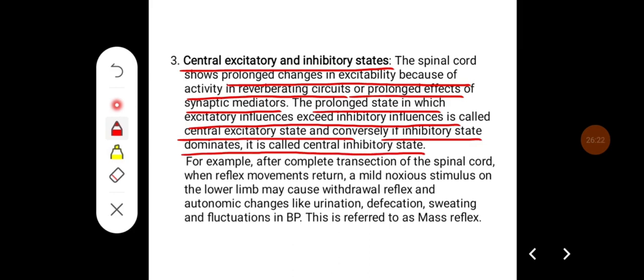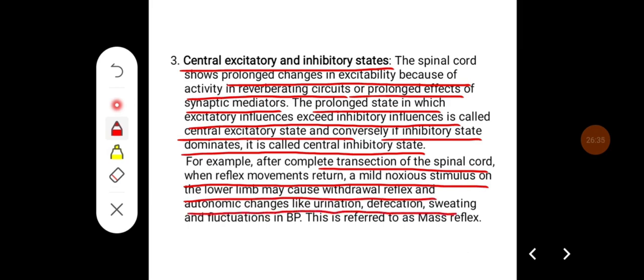For example, after complete transection of the spinal cord, when reflex movements return, a mild noxious stimulus on the lower limb may cause a withdrawal reflex and autonomic changes like urination, defecation, sweating, and fluctuation in blood pressure, which is referred to as mass reflex, which occurs because of the central excitatory state in the spinal cord.